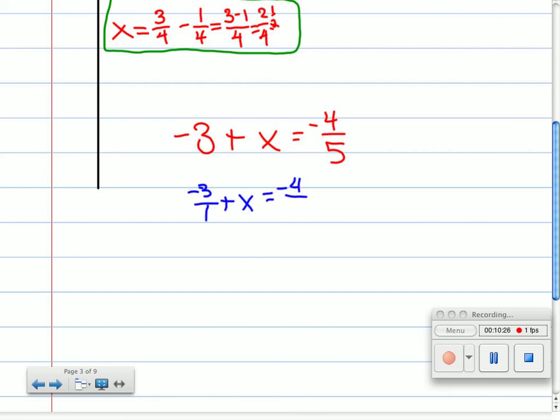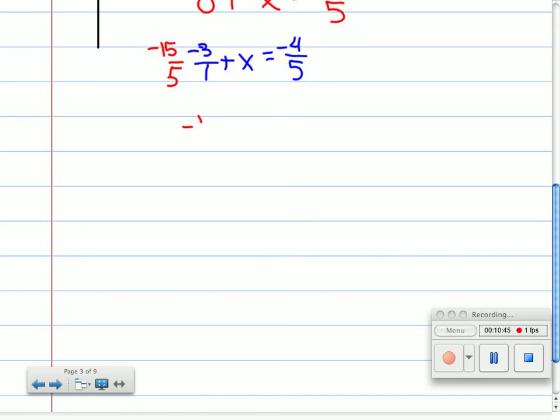What I notice a lot of students like to do is find the common denominator right away. So my common denominator is 5. 1 times 5 is 5. -3 times 5 is a -15. Now I'm going to rewrite. -15 over 5 plus x is equal to a -4 over 5.